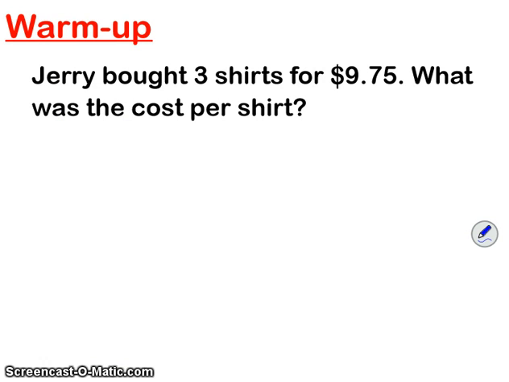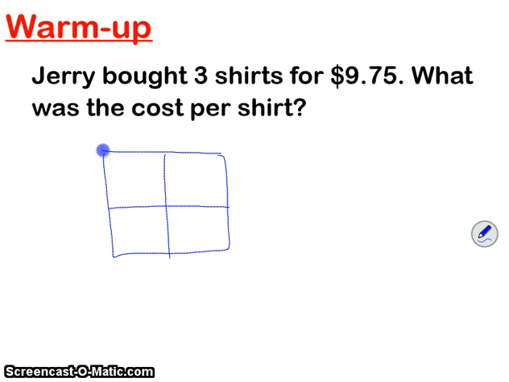This is your warm-up for today, so it's going to go on the left side of your notebook, and it says Jerry bought 3 shirts for $9.75. What was the cost per shirt, or what was the cost of one shirt? In order for me to solve this, in case you weren't sure exactly what to do, I might draw a box, and that box may help you. So go ahead and pause your video so that you can do your warm-up.